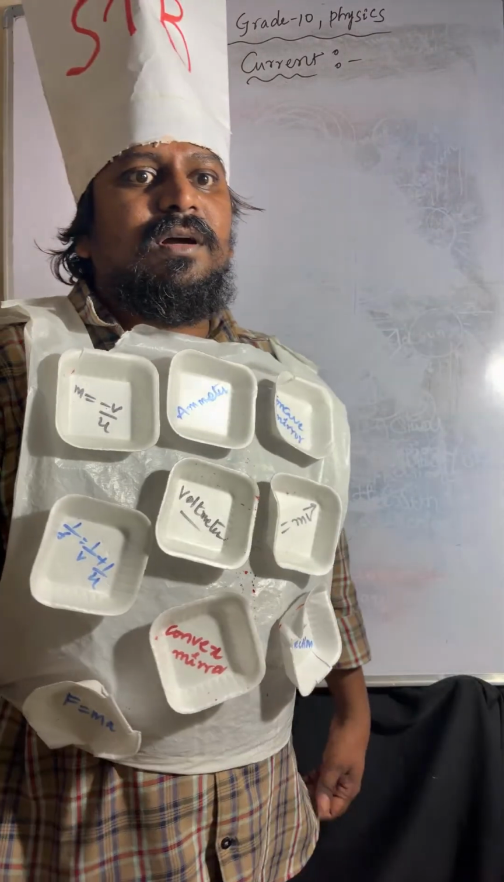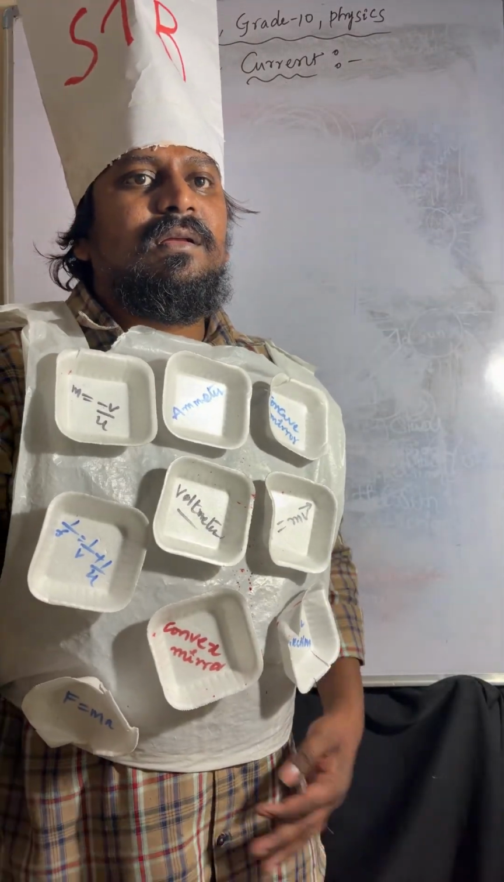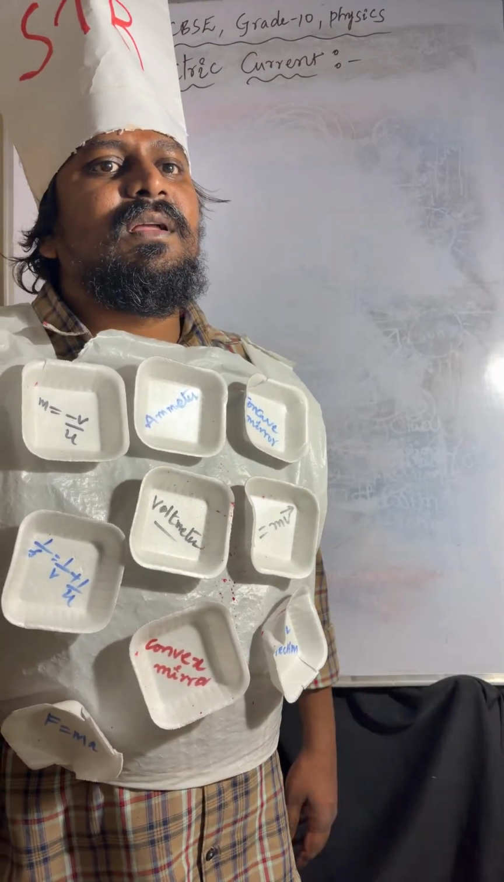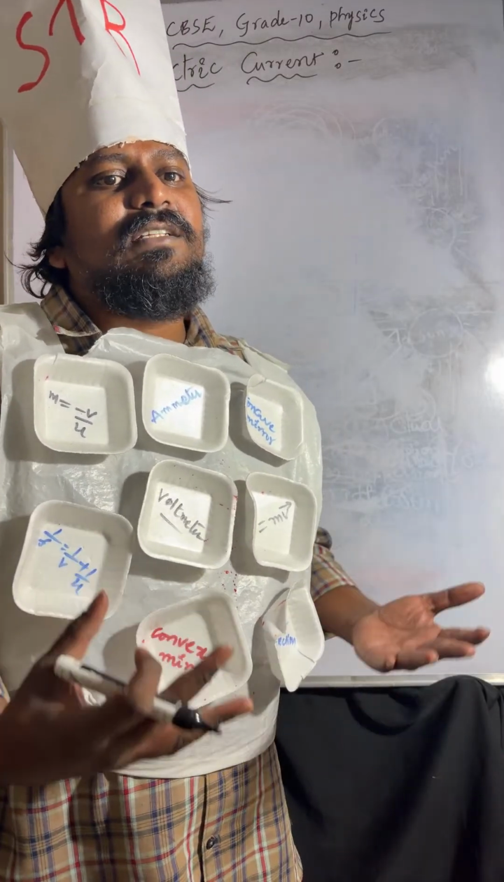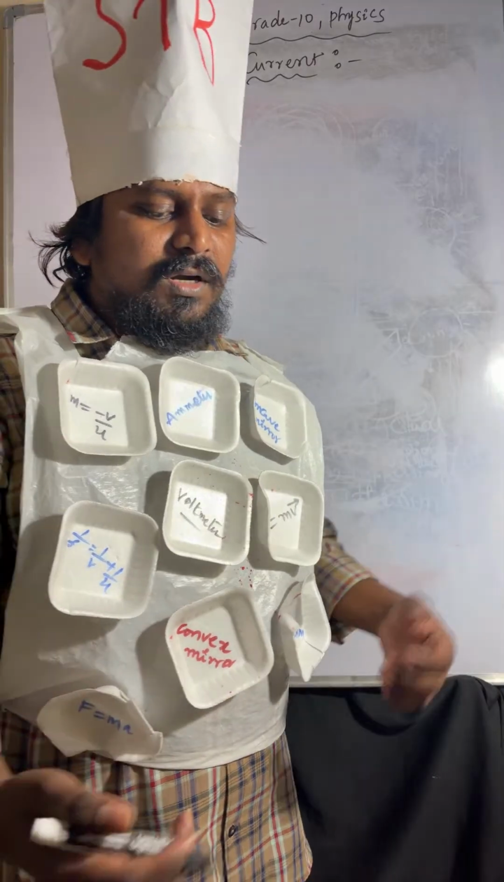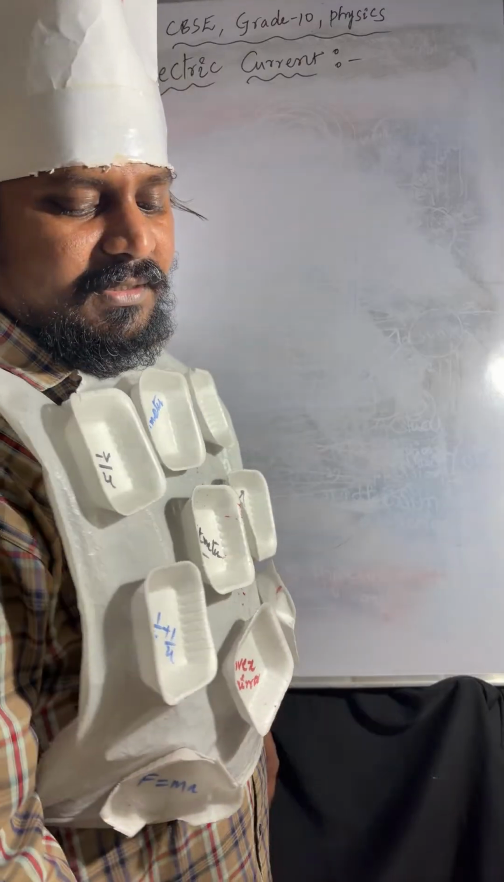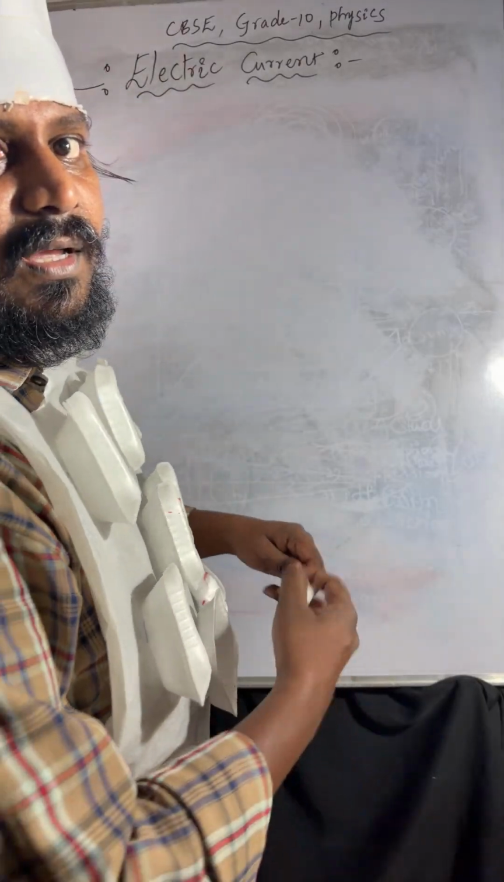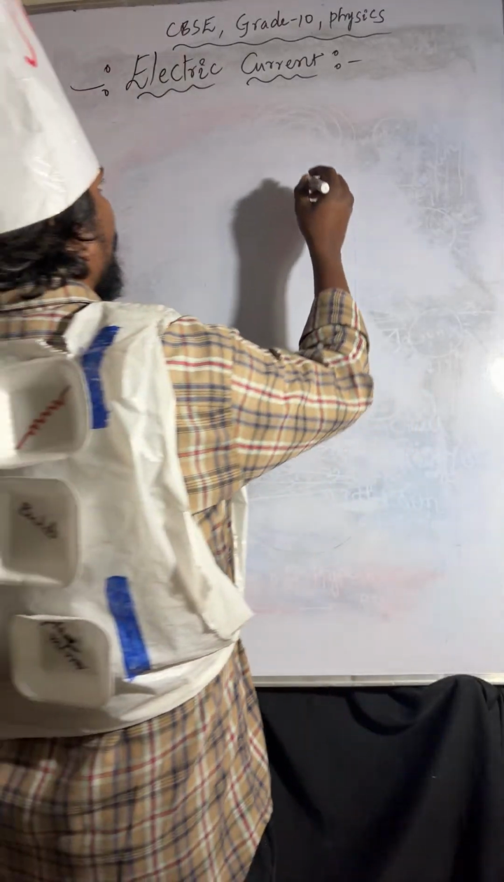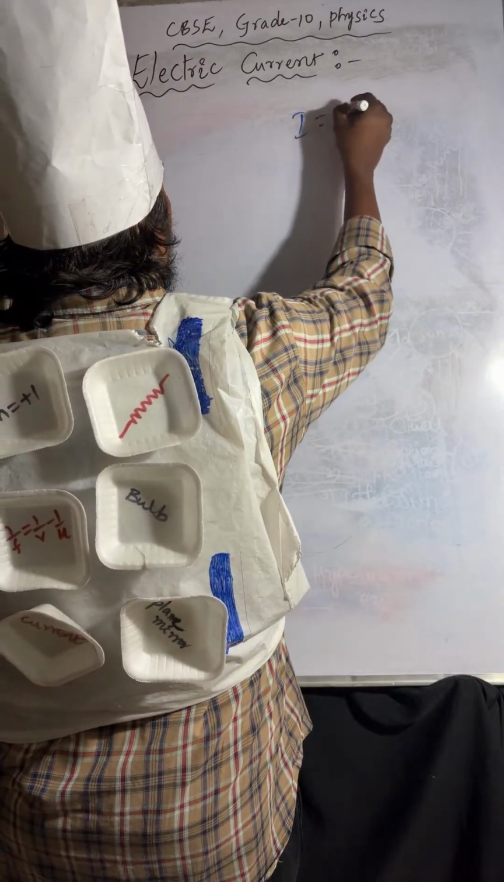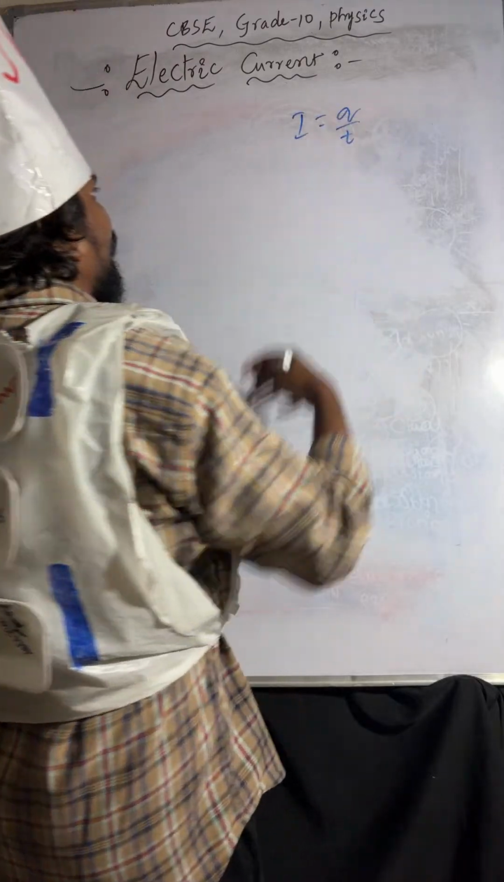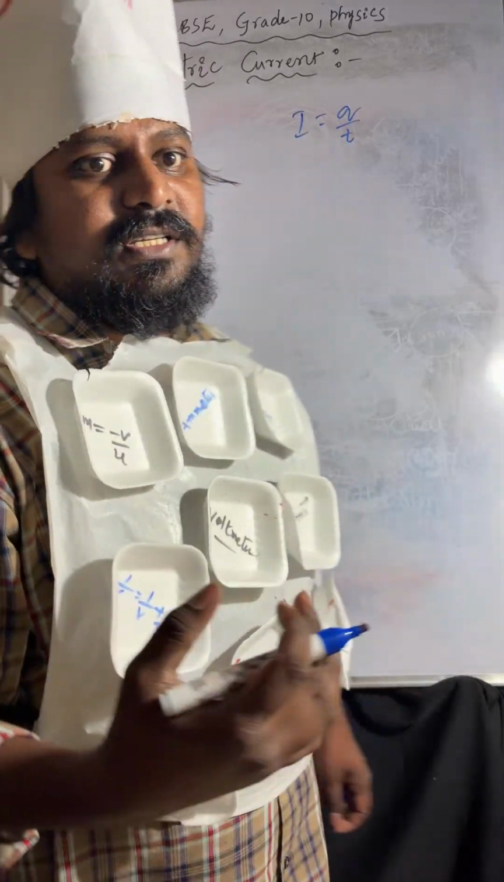Okay, so what is electric current? The rate of flow of charge is called electric current. I equal to Q by T. So we can say I equal to Q by T. So that is the rate of flow of charge.